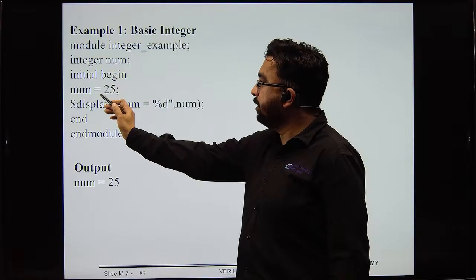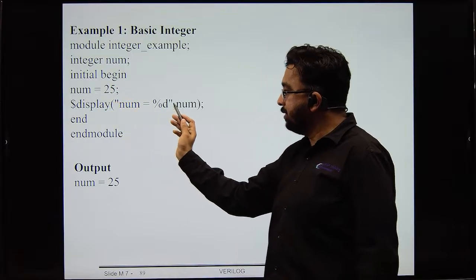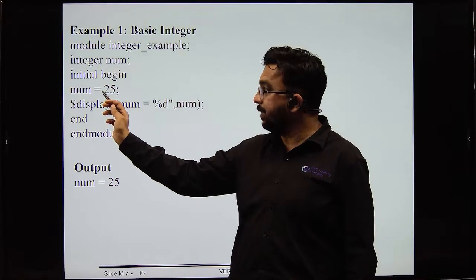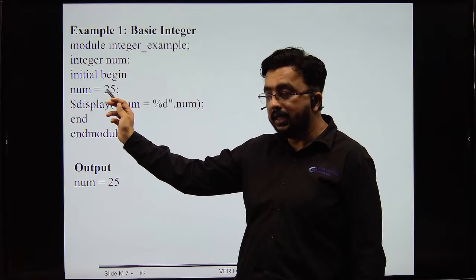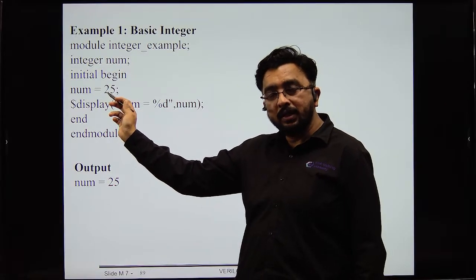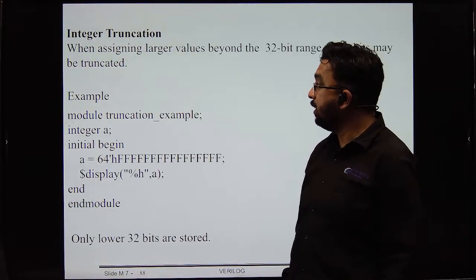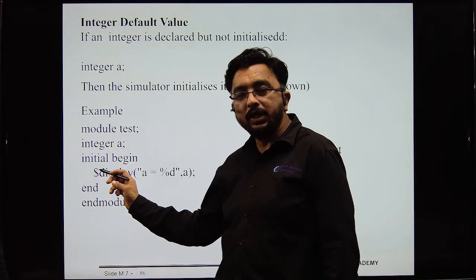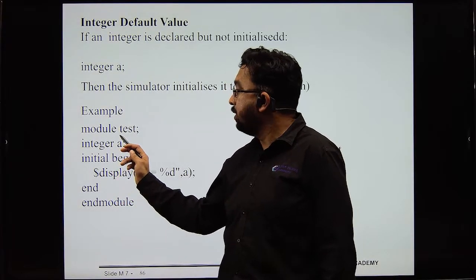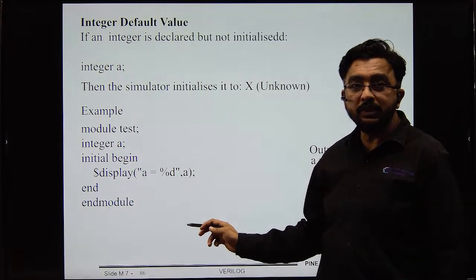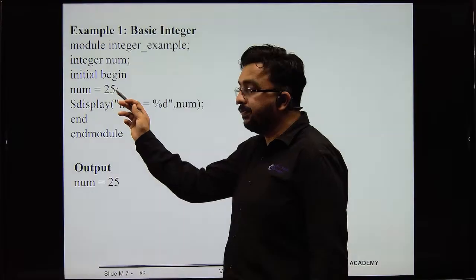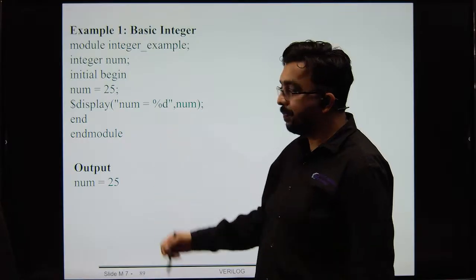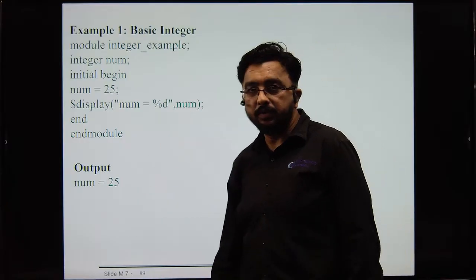Then initial begin. You have defined num as 25, and you are just displaying the number. Here you have defined some number. The default value is x when inside the initial we have not assigned any value. That is why the default value is x. But in this case we have defined the value 25, that is why this is showing the output 25.